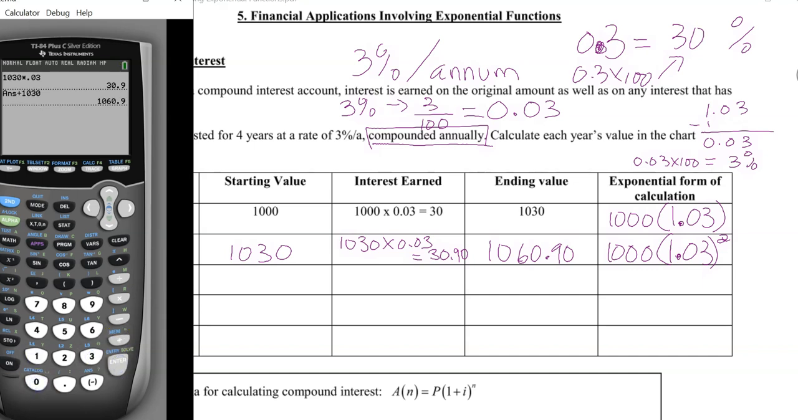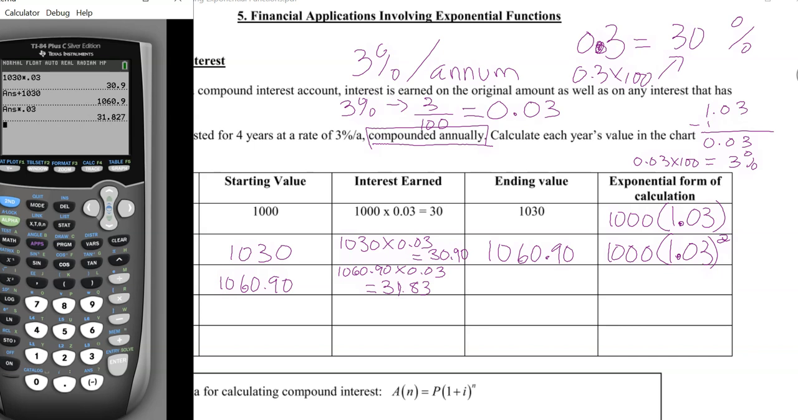So at the start of the next year, instead of the 1,000 that we had initially, or the 1,030 that we got after the first payment of interest, we now have 1,060.90. So it's 1060.90 times 0.03. So up here, just going to go times 0.03. We will earn this time $31.83 in interest.